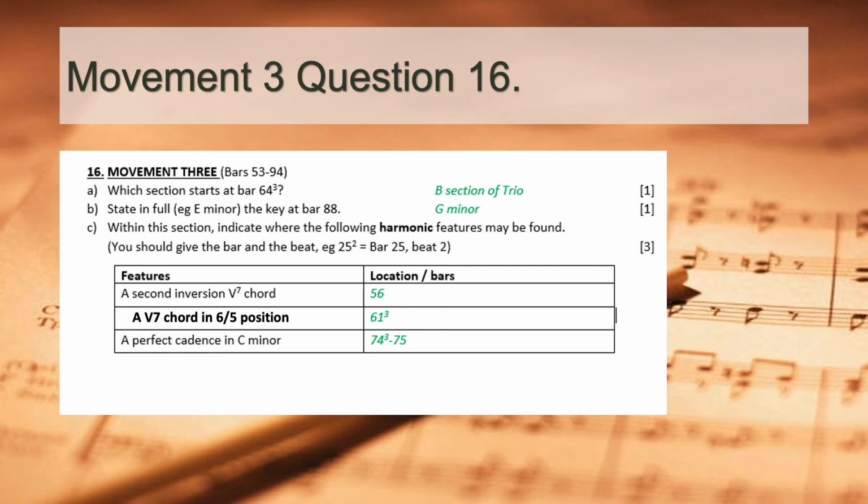And the perfect cadence in C minor, so the one that she's written down is 74 beat 3 to 75, but you can also have, don't know why she's disregarded my one, you can also have bar 66 beat 3 to bar 67 beat 1. So 2 options, but you only need to put 1 down. And that is the end of question 16.